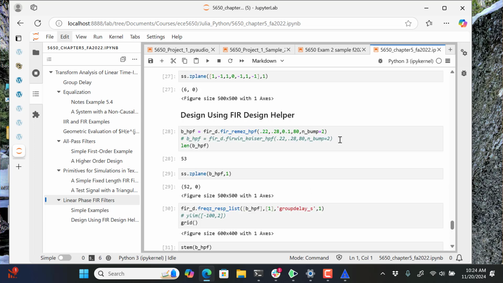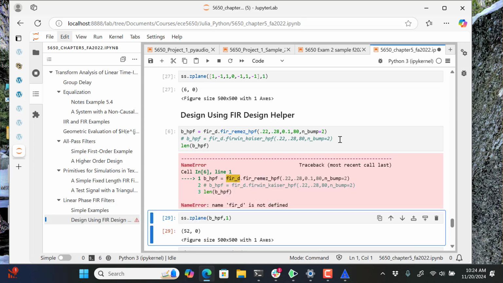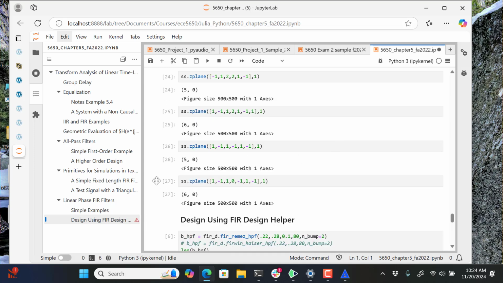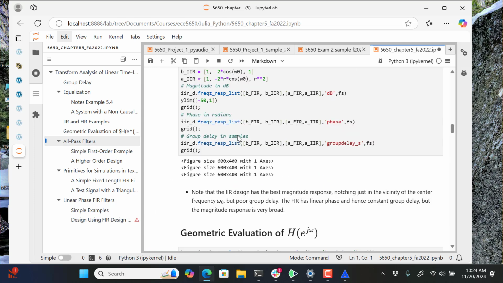I would go right from here, and I don't think this will design. Yeah, it will. Nope, I didn't design it. I didn't call that in yet. So I called that in way up here.